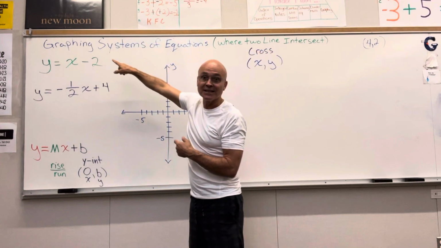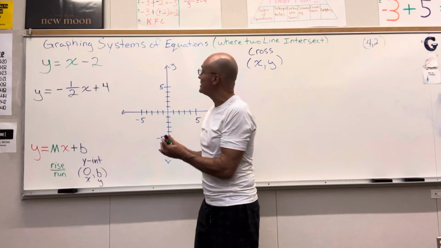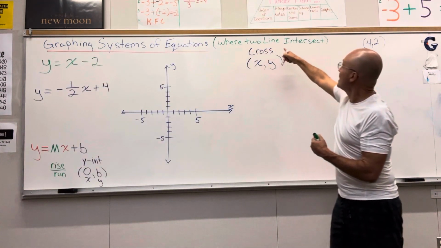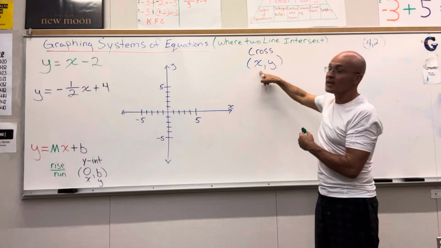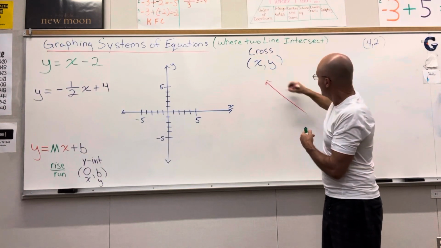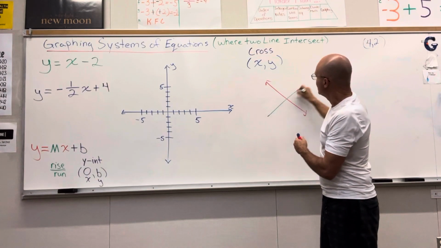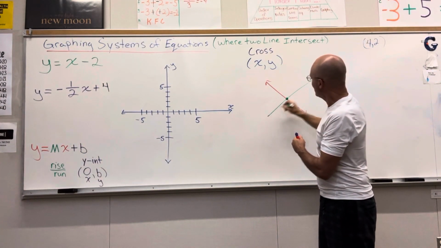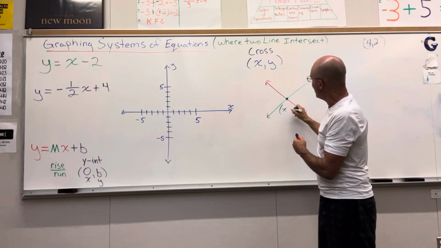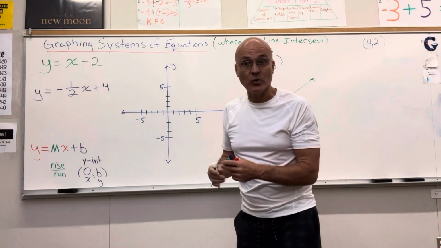All this means is you're finding where the two points run into each other. Graphing a system of equations where two lines intersect, where they cross. You're going to get an x value and you're going to get a y value. You're just getting the point where the two lines cross. That's what we're looking for. We want to know what the x is, and we want to know what the y is. And they call that solving a system of equations.